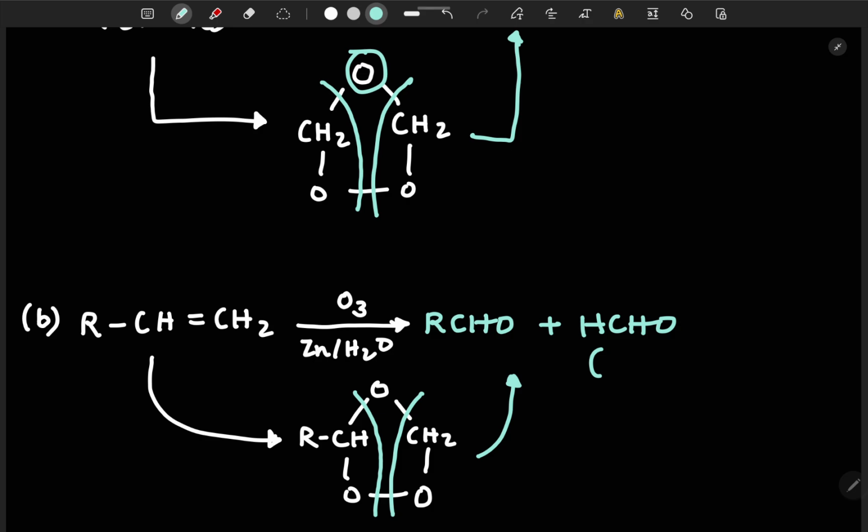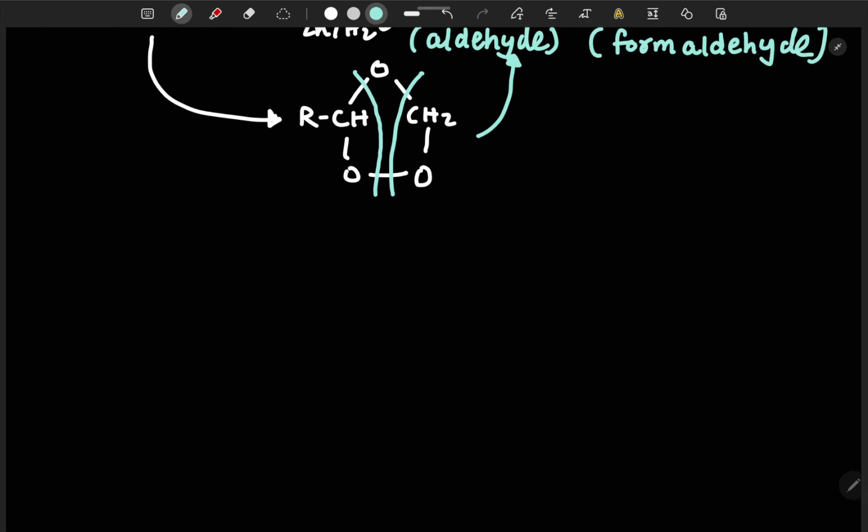Just for your knowledge, this is known as formaldehyde, and this is the general form of an aldehyde. And you can also get ketones by using this method. I'll show an example for that too.